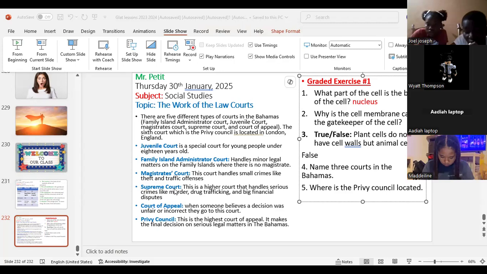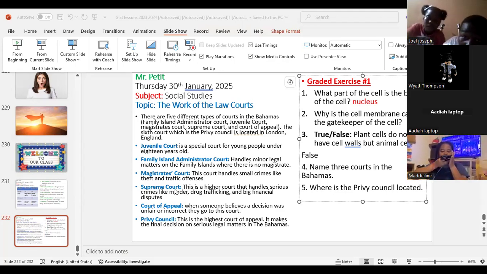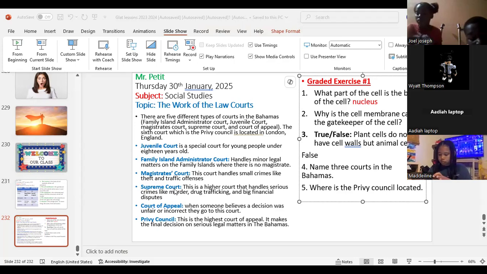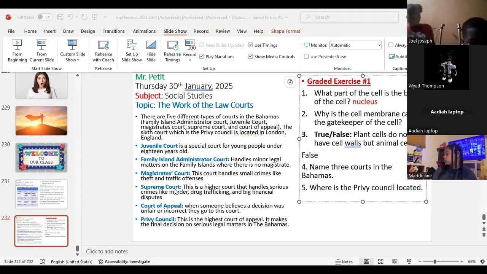And then, why is the cell membrane called the swimming pool? Because it's a jelly-like substance. No. That's where all of the structures reside. Okay. And then number 9. Which court is located on the Family Island? The Family Island Administrator Court. Very good.